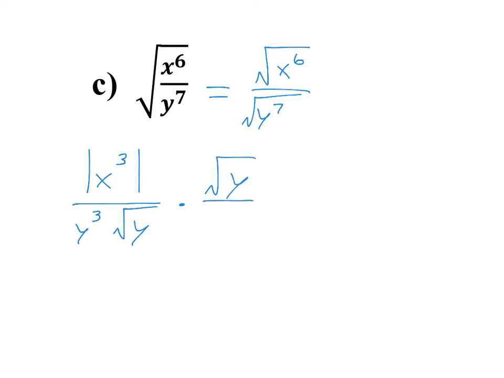You're not allowed to leave a radical on the bottom. So we multiply top and bottom by radical y, and we get our answer, absolute value of x cubed, radical y, over y to the 4th. Radical y times radical y is y, and then we multiply that with y cubed and get y to the 4th. So here's our final answer.